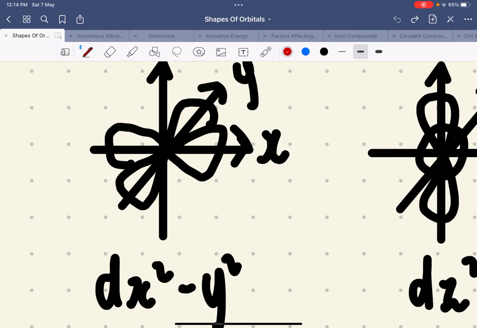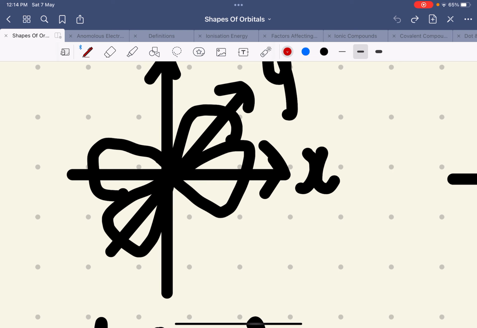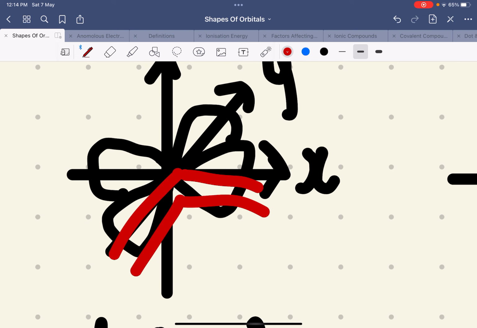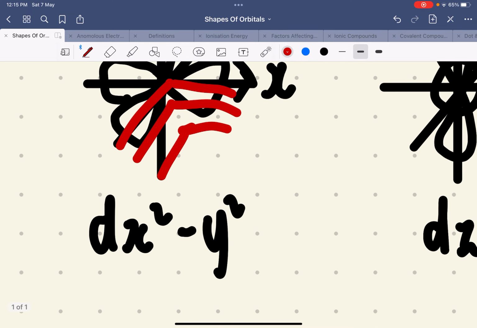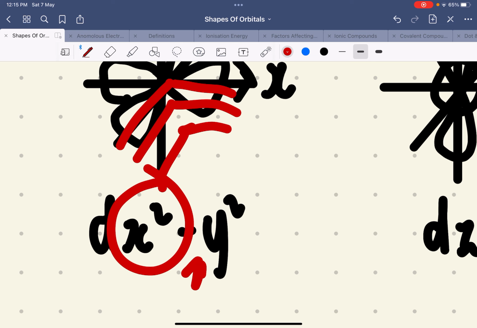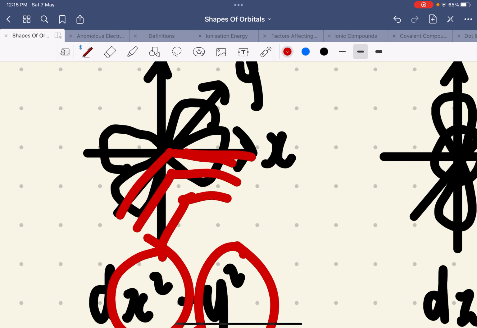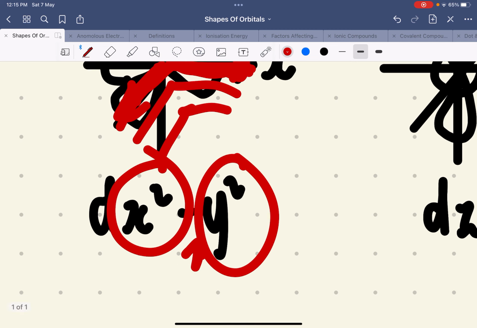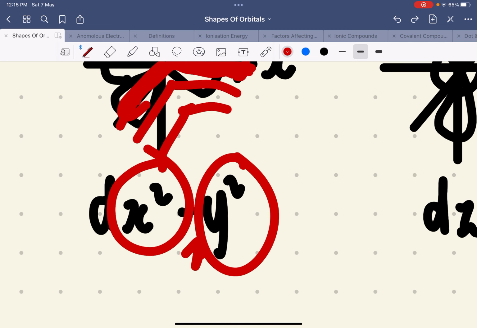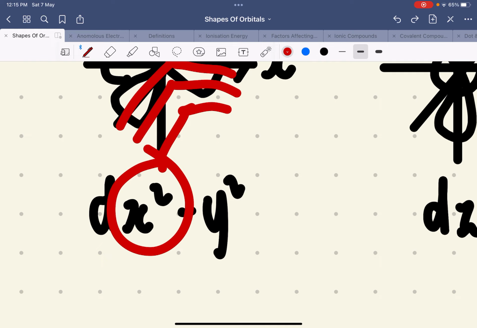So along the positive x, negative y. Remember, positive x, negative y. Why? Because we see x squared minus y squared. Positive x, negative y. It makes sense even from this diagram, I'm telling you. A lot of it makes sense. You just have to make sense of it.